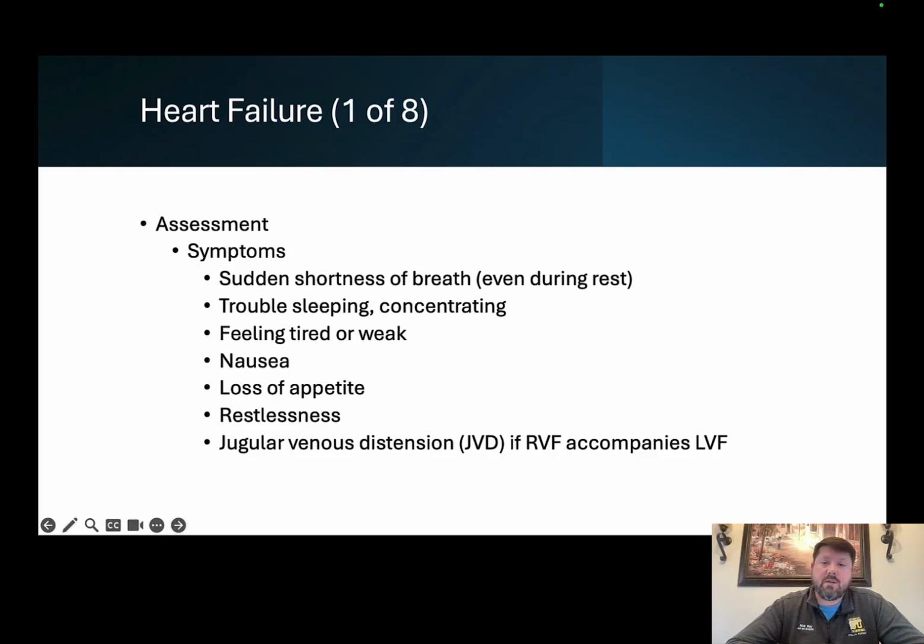Other symptoms include nausea and loss of appetite, faintness, palpitations, or an irregular or rapid pulse. Also ask the patient about prescribed medications, specifically beta blockers or calcium channel blockers. They may also report restlessness, anxiety, or unexplained confusion.